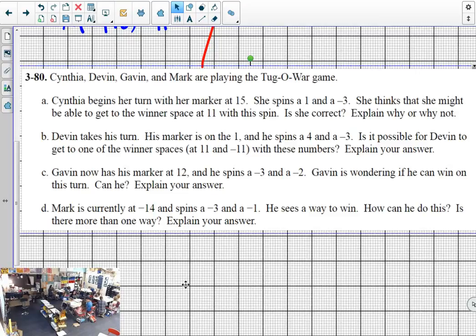So we grab some tiles. So that would be start at positive 3. 3 minus 1. You start at positive 3. Go down 1.